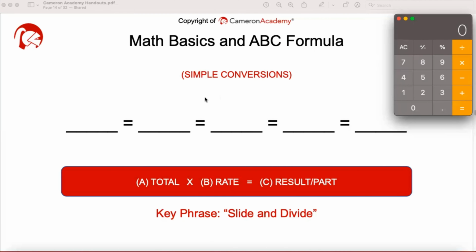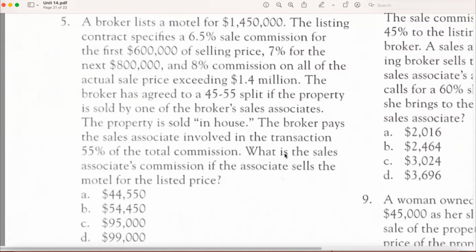Another interesting tip when you're taking your exams is that usually the last sentence of these math questions typically reveals the formula that is to be applied to that particular question. As an example for this question, what is the sales associate's commission if the associate sells the motel for the listed sale price? So immediately we know to apply the sales commission formula to solve this question.